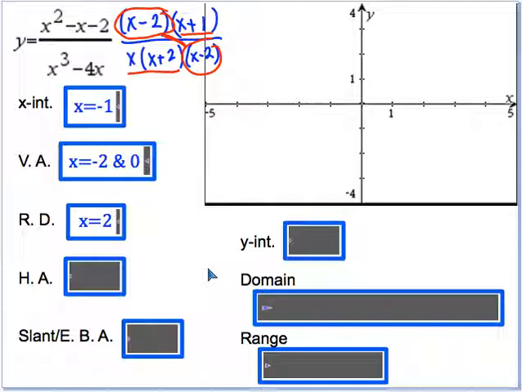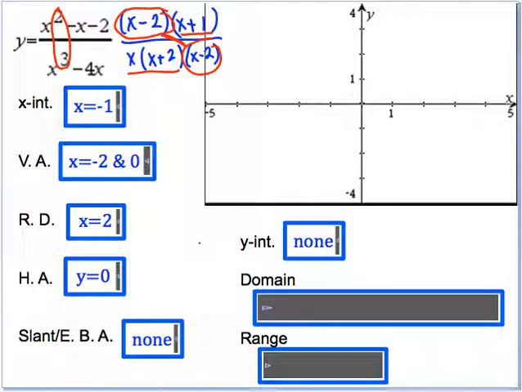And then we look at the exponents of our numerator and denominator to figure out what type of horizontal asymptote there is. And because the numerator's degree is less than the denominator's, the horizontal asymptote is at y equals 0. Because we have a horizontal asymptote, we do not have a slant or end behavior asymptote. And then for this equation, if I wanted to find my y-intercept, I would plug in 0 for x and solve. And in this case, because my denominator is just going to be 0, I'm not going to have a y-intercept.